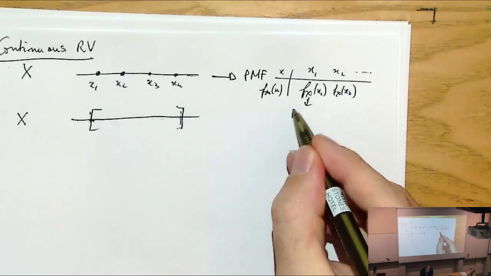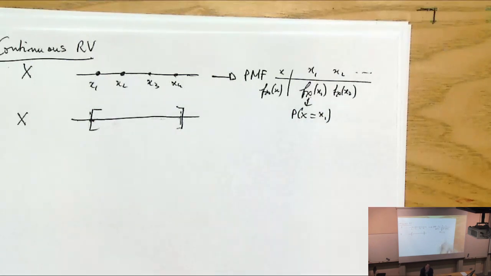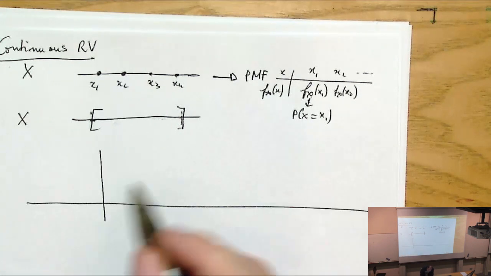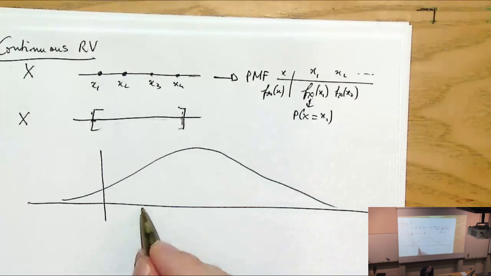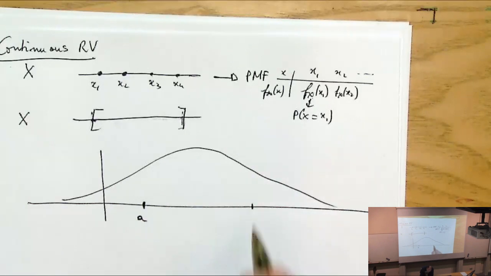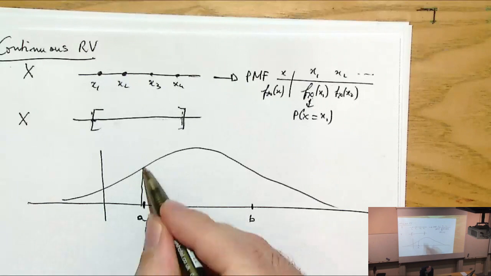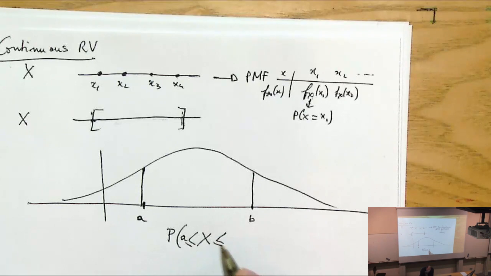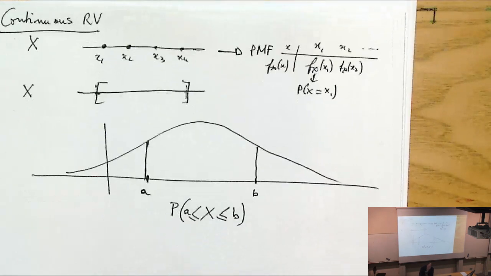This is really the probability that x is equal to x1, right? For a continuous random variable, things are not exactly the same. If I have something like this, and I have an interval between a and b, what I'm looking at is the probability that a certain random variable x is contained between a and b.